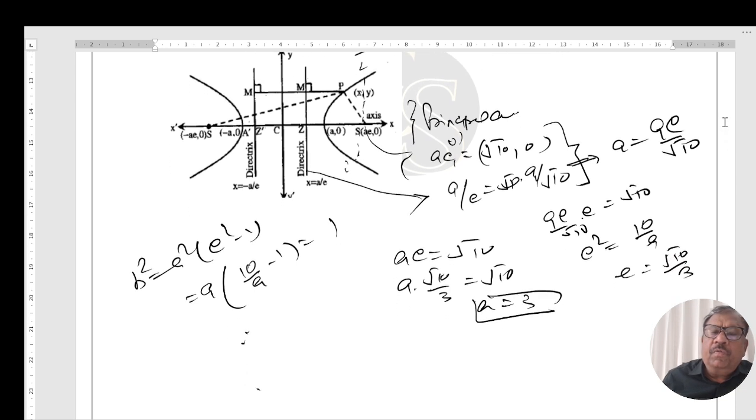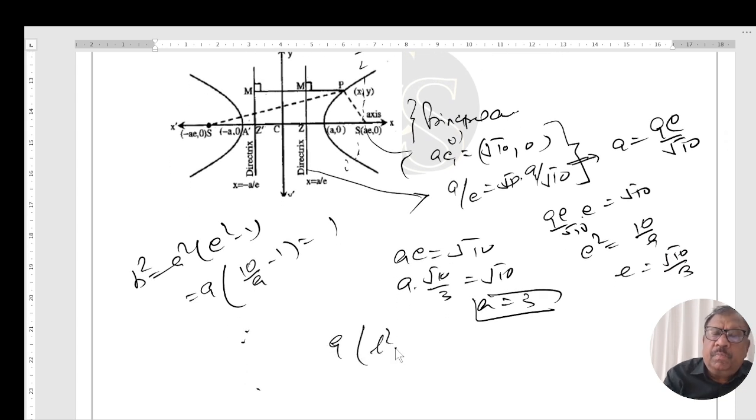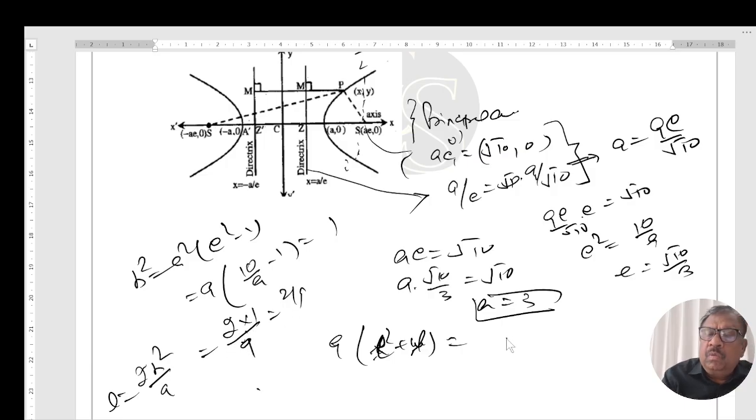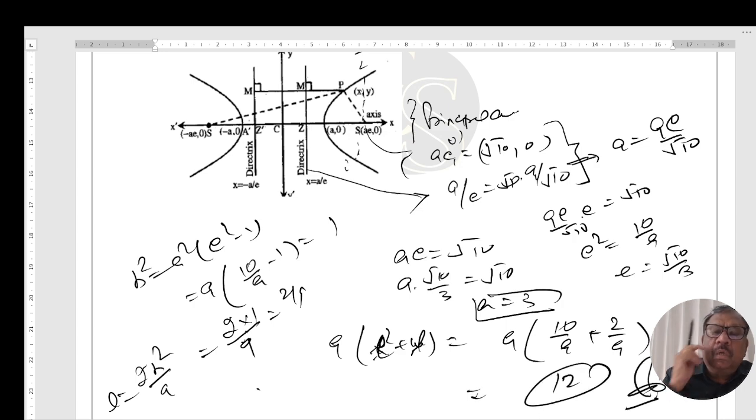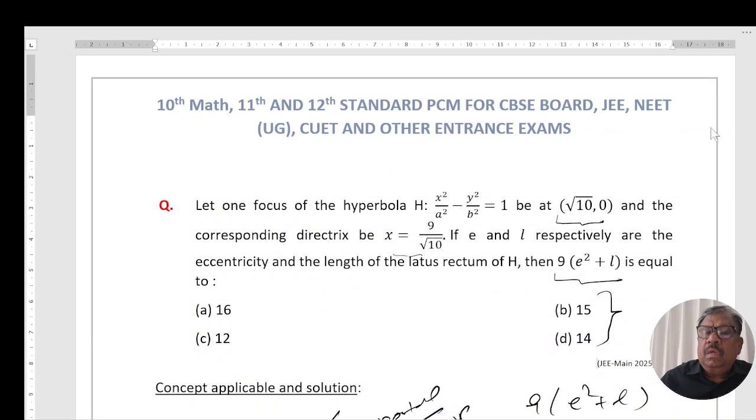Therefore, the value of 9e square plus l, where l is twice b square by a, that is l equal to 2b square by a, 2 into 1 divided by 3, 2 by 3. So 9e square will be 10 plus 2 by 3, on simplification 12. 12 is the answer. Right? C option is the correct option.